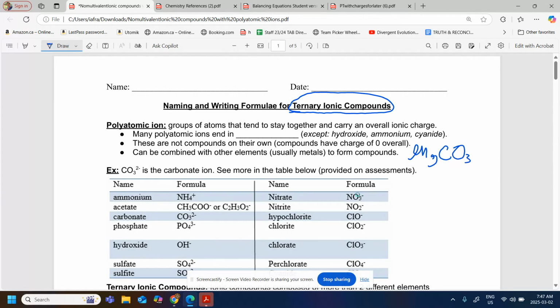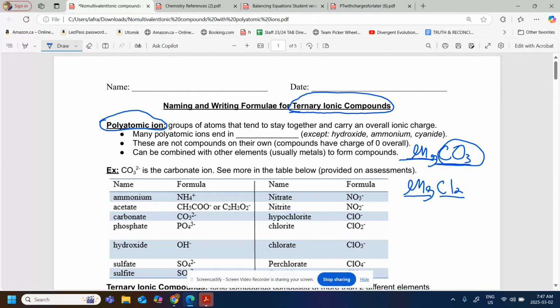MgCO3. You can see there's a metal here, but then there's this weird group of atoms here. Normally, a binary ionic compound has two elements only, like MgCl2, that's binary. Metal, non-metal, that's it. But here you have a metal and a group of atoms. And that group of atoms is called your polyatomic ion. It's a group of atoms bonded together, and they carry an overall charge.